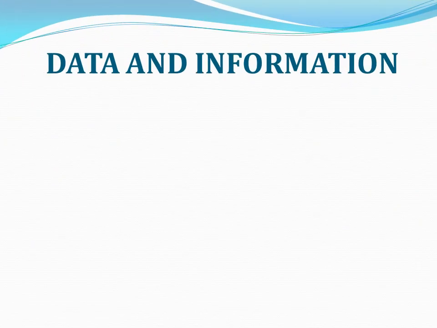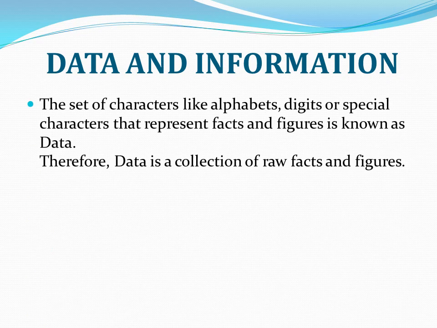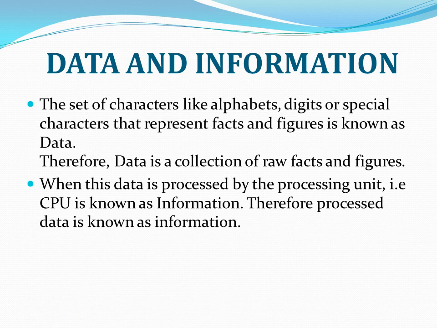So before starting with the memory and the storage devices, let me tell you what is data and information. Data, the set of characters like alphabets, digits or special characters that represent facts and figures, is known as data. Therefore, the data is a collection of raw facts and figures. What is information? When this data is processed by the processing unit, that is CPU, it will become information. Therefore, the processed data is known as information.